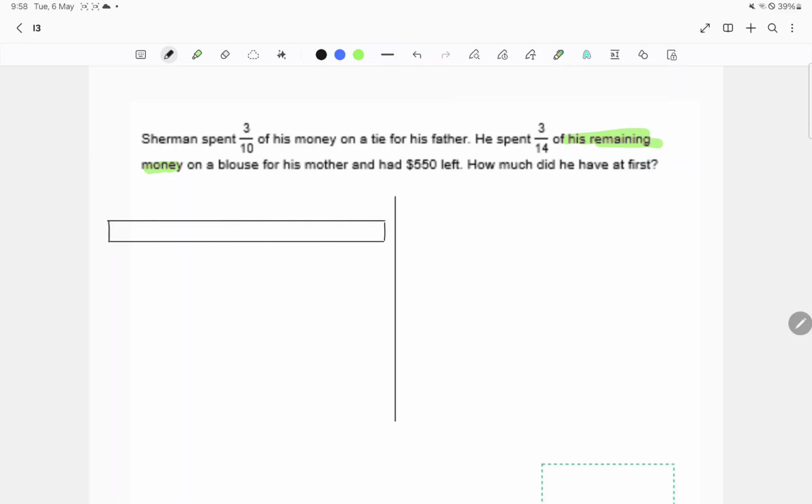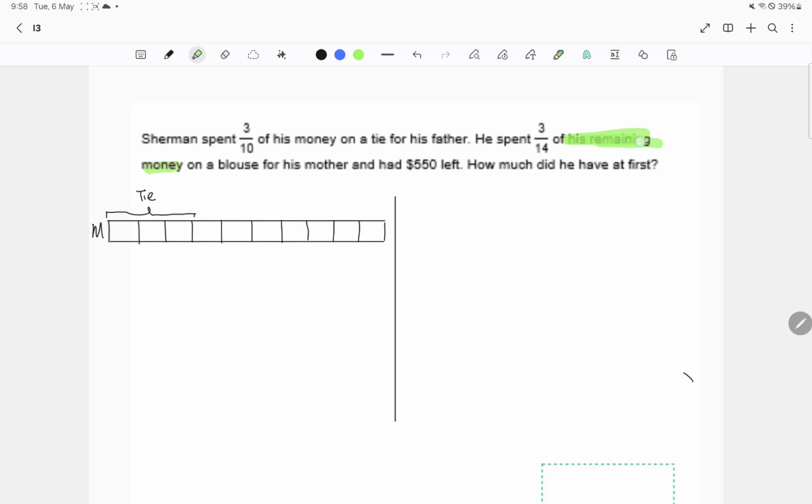Then the other one is just to list it down. So what we need to understand here is, first we have Shaman that spent 3/10 of his money, which means he grouped his money into 10 groups. And he spent 3 out of the 10 groups on a tie.